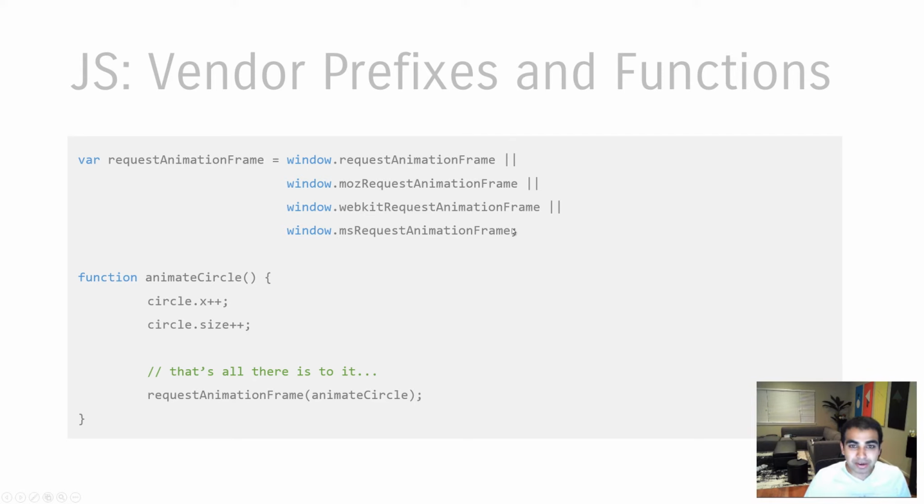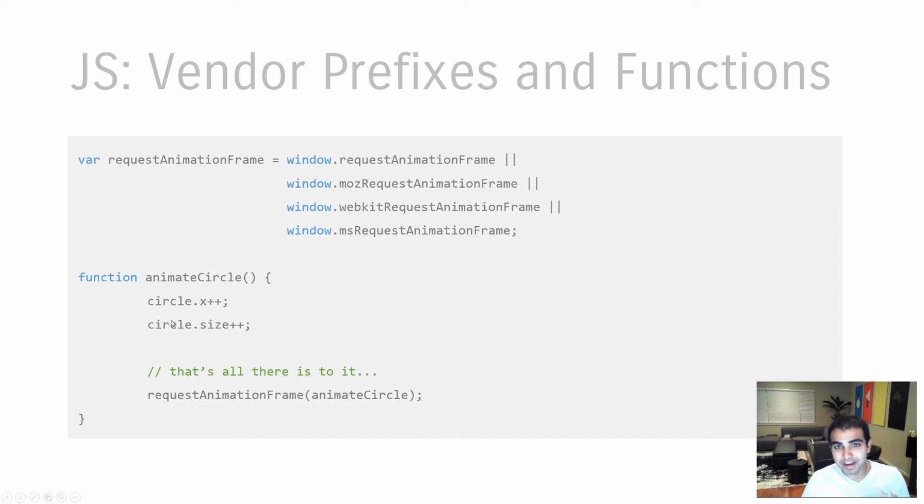So notice how I'm ensuring the right version works. And it's pretty simple. I'm simply using the OR operator. What I'm saying is, if window.requestAnimationFrame exists, then this expression evaluates to true, and nothing else needs to run. The requestAnimationFrame variable gets a pointer to window.requestAnimationFrame, and then I can use it like I would any other function.